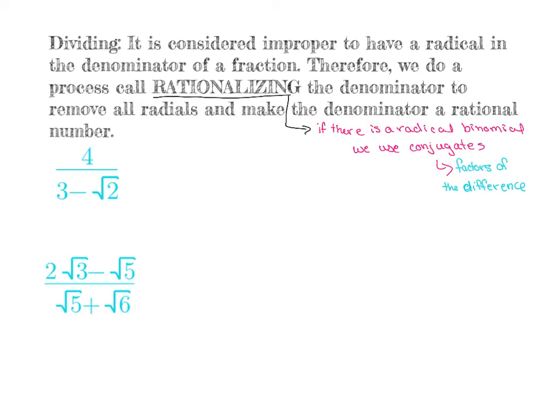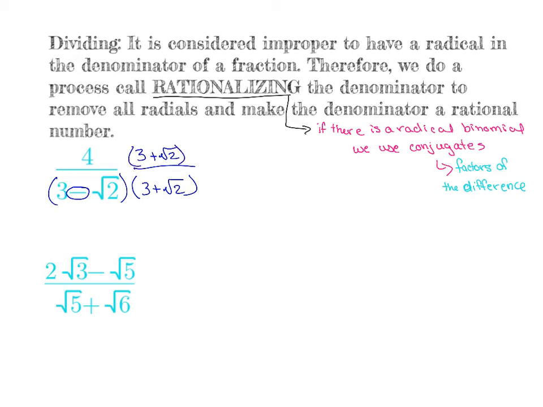So in the case of this problem right here, this first one, we have subtraction going on. So that is our first factor, and we want to multiply by the one where it's going to be added. So we're going to do 3 plus the square root of 2. And what you do to the denominator of a fraction, you also have to do to the numerator.